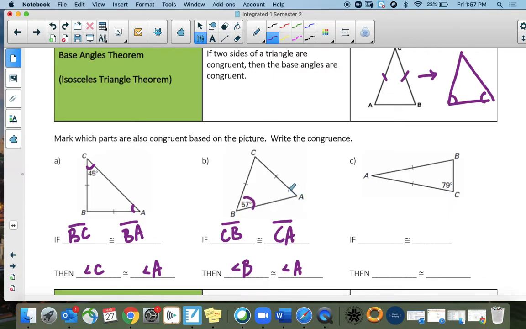Okay, so the same thing here. Again, we label it, right? We show those little arcs. So then again, start with your vertex. AC is congruent to AB. Therefore, we know that angle C is congruent to angle B. Okay, and we can even find their measures, right? If this is 45 degrees, this is 45 degrees. If this is 57, this is 57. This is 79, this is 79. That's what it means that they're congruent.